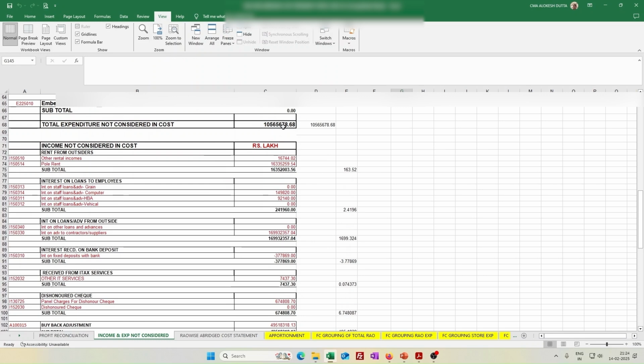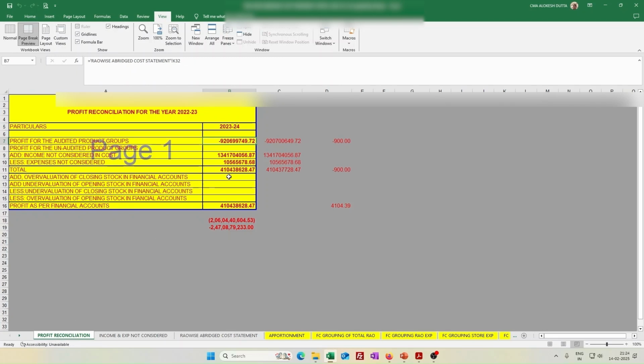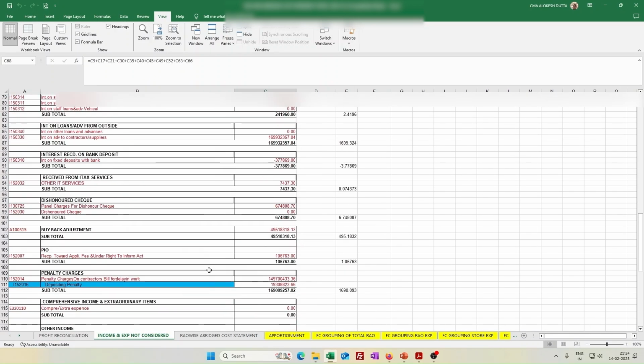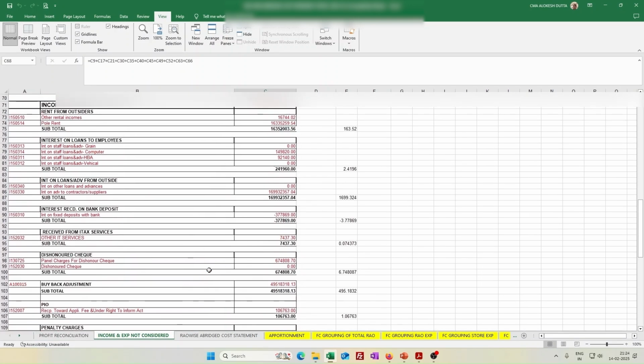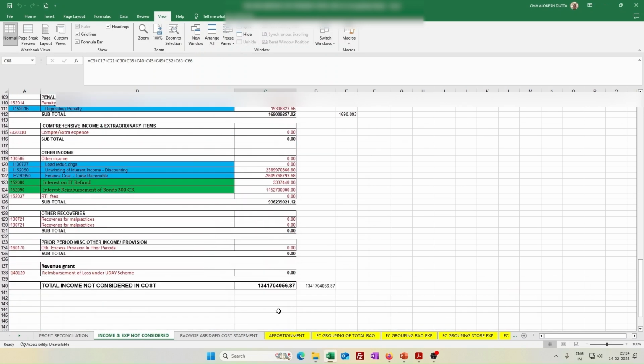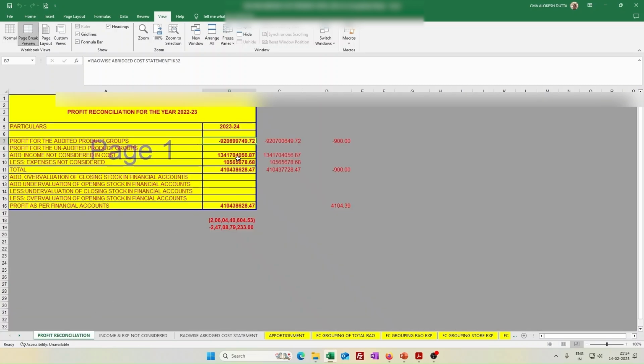Total expenditure not considered is 10565678. Income not considered is 1341704056. So in this way, this comes under audited accounts. This is the audited profit and loss as per accounts.